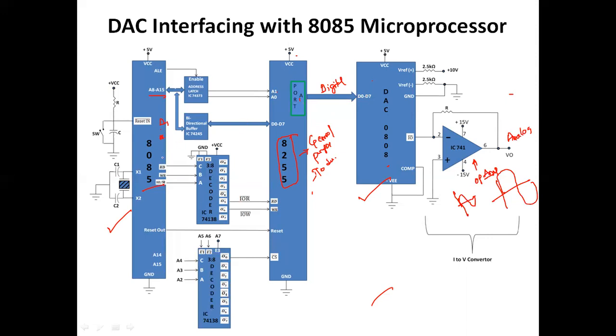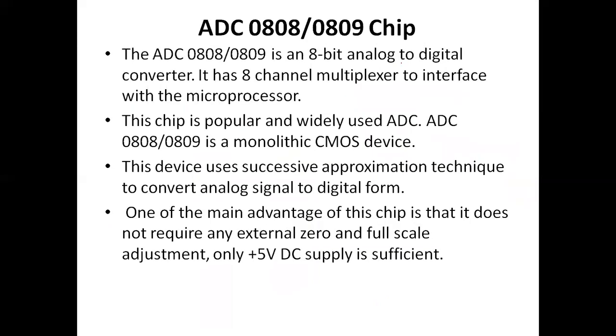So this is the interfacing. We can't directly interface the 8085 with the DAC. We need an interface, that is the 8255, which acts as a general purpose IO device. So this is the digital to analog converter. When it comes to the analog to digital converter, it is a 28 pin device, whereas the DAC is a 16 pin device.